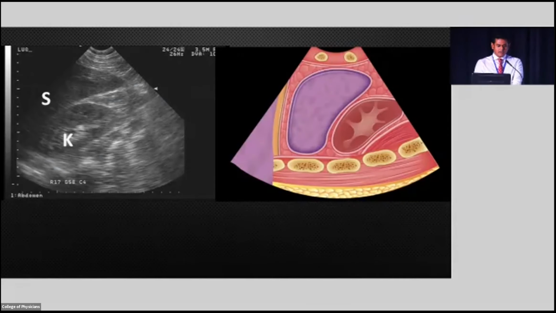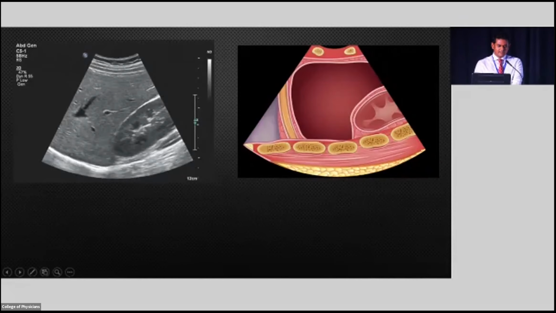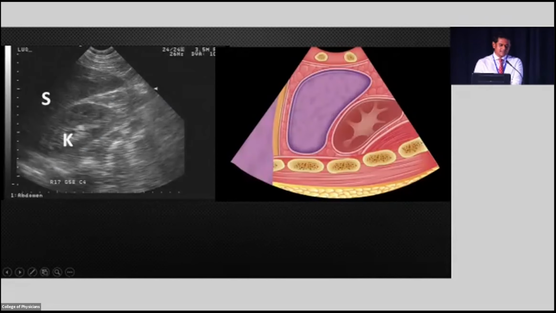So when it comes to scanning of the abdomen, you see in the previous scan, you can see the liver and the kidney. And here you see the spleen and the kidney. Again, in the abdominal scans, we mainly look whether there's free fluid or whether there's evidence of infection in the kidney, especially in the intensive care setting.